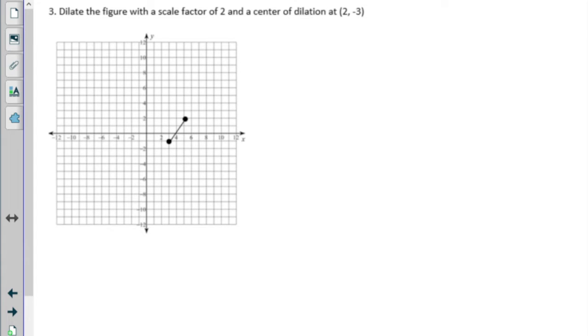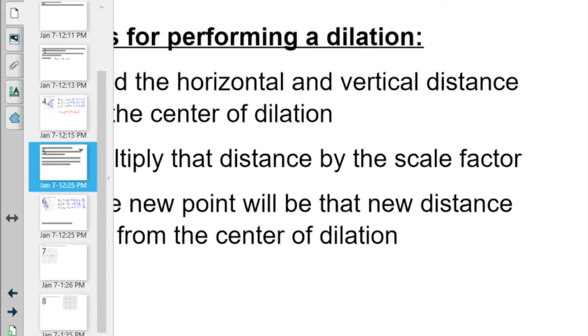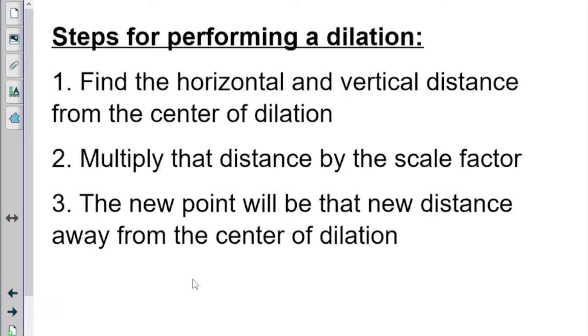All right, the dilations we're going to talk about here today are a little bit more complicated, but I want you to keep in mind that we're going to follow the same steps that we were following before, which are to count the distance from that center, from that point that we're building from, and then we're going to multiply that distance by our scale factor. And that's our new distance we're going to go.